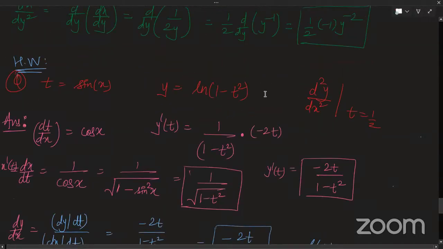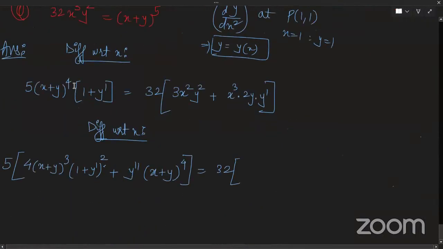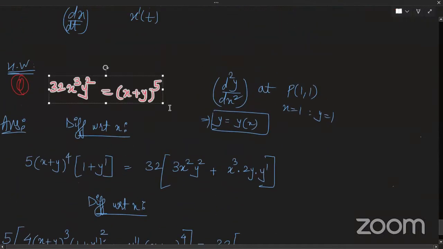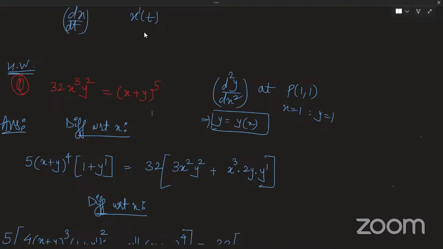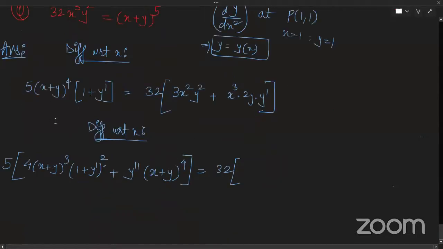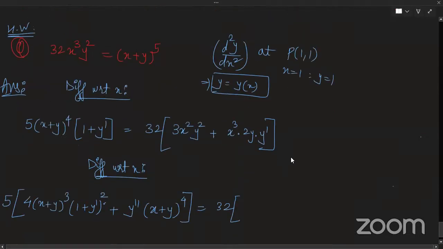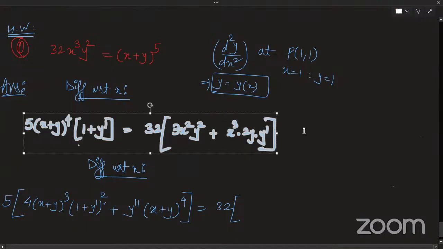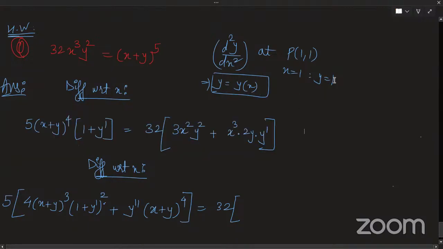First of all, can you just tell me, are you able to differentiate this thing with respect to x, implicit functions that we have already done? Are you able to do this thing at least, 32 x cube y square is equal to x plus y whole raised to 5? Yes, sir. Is that possible? Or any doubt in that? Okay, great. So the next step. I just want you to come up with this thing, and from this, I want you to calculate the value of dy by dx at x is equal to 1. Okay. So that's it for today.